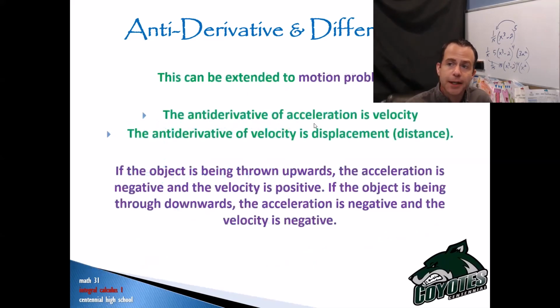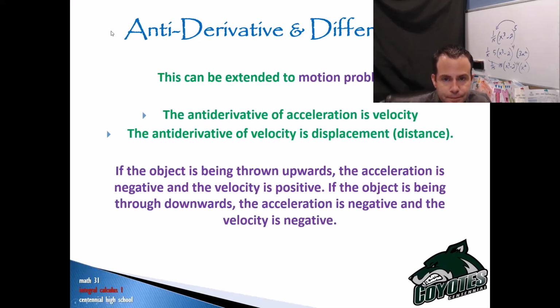Now we're going to take this just a teeny weeny step further and look at it from the purpose of an application question in motion problems. So this can be extended to motion problems. The antiderivative of acceleration is velocity, and the antiderivative of velocity is displacement. Those sentences should sound familiar because we've said them the other way before. We've said that the derivative of displacement is velocity, and the derivative of velocity is acceleration. So it makes sense that I can now go backwards.